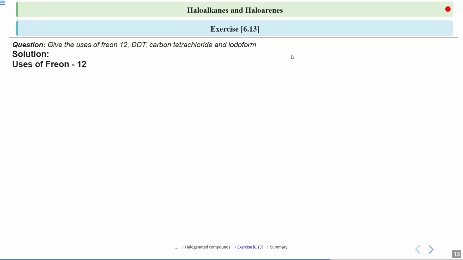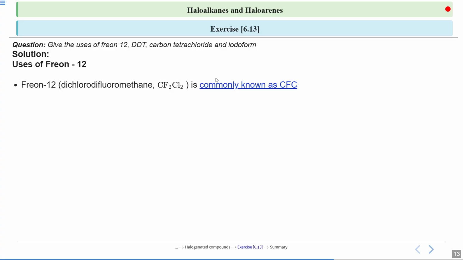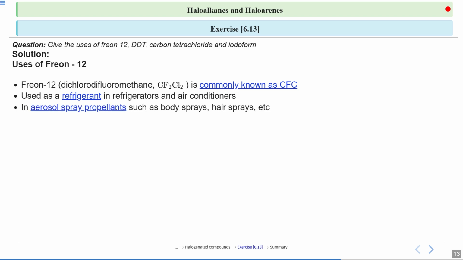So first of all, let's see the uses of Freon 12. Freon 12 is a type of freon. It is a difluorodichloromethane molecule, CF2Cl2 molecular formula, and it is commonly known as chlorofluorocarbons, CFCs. It is used as a refrigerant in cooling systems like refrigerators and air conditioners. It is also used as an aerosol spray propellant, such as in body sprays and hair sprays.